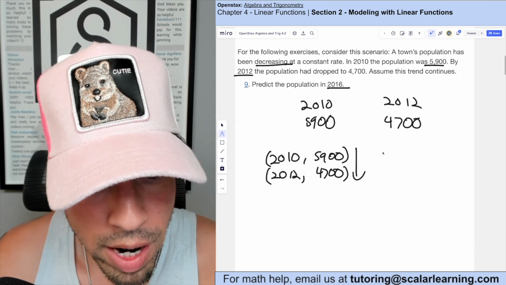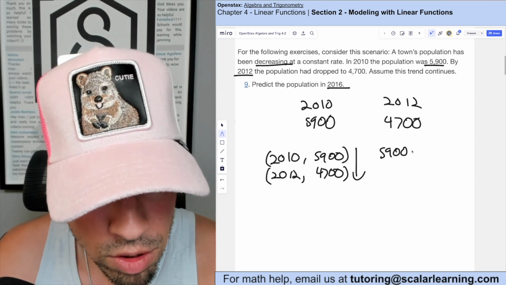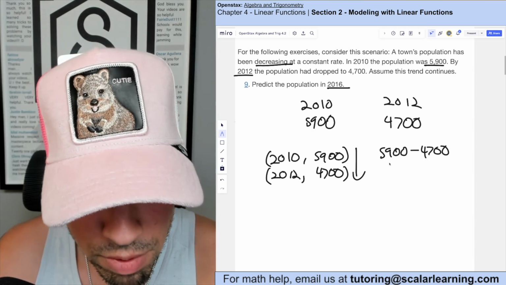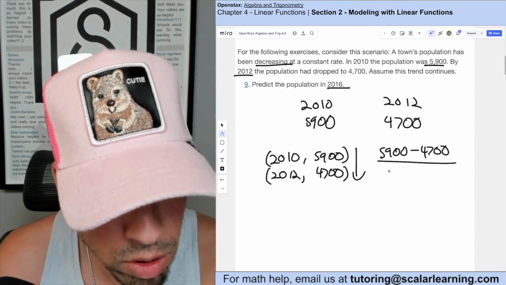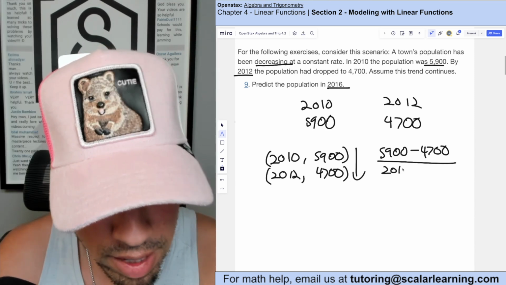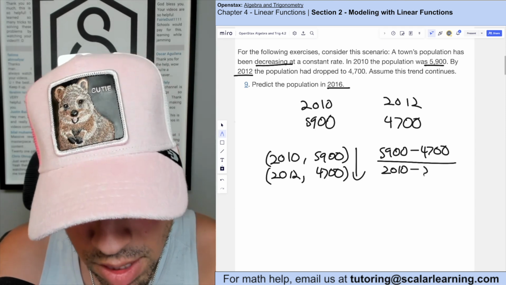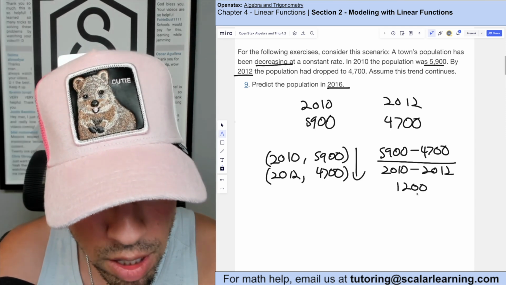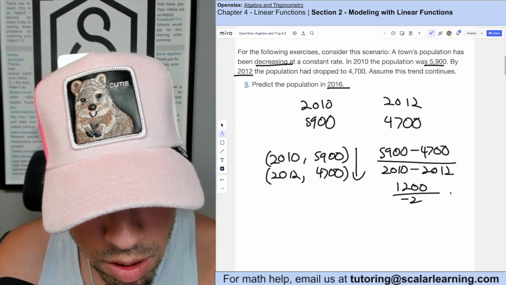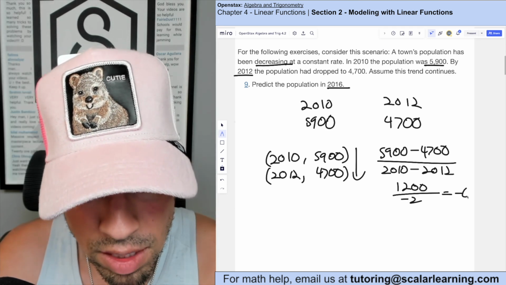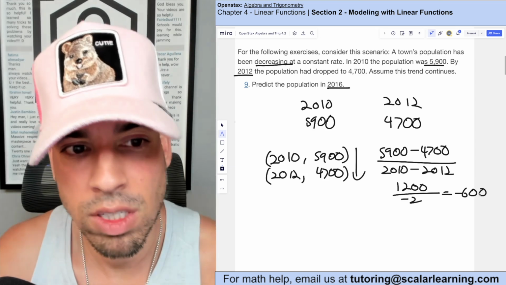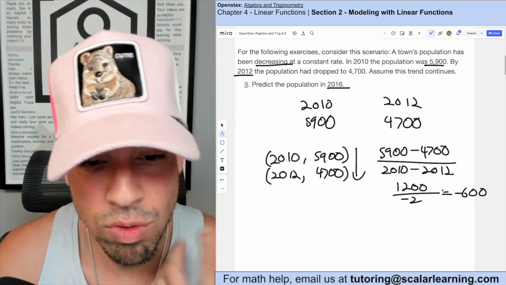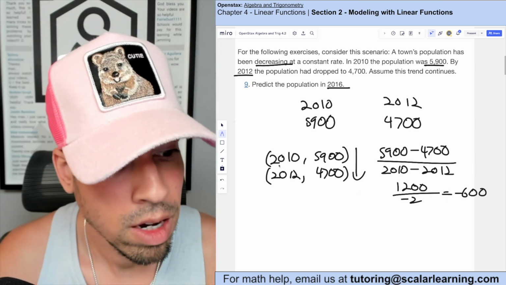So we're going to subtract down 5,900 minus 4,700. We do the difference of the y's, the rise, over the run, the difference of the x's in that same order, subtracting down 2012. And what do we get? We get positive 1,200 on top and negative 2 on the bottom. And this comes out to negative 600. So that's a slope of negative 600, meaning the population is decreasing by 600 every year.